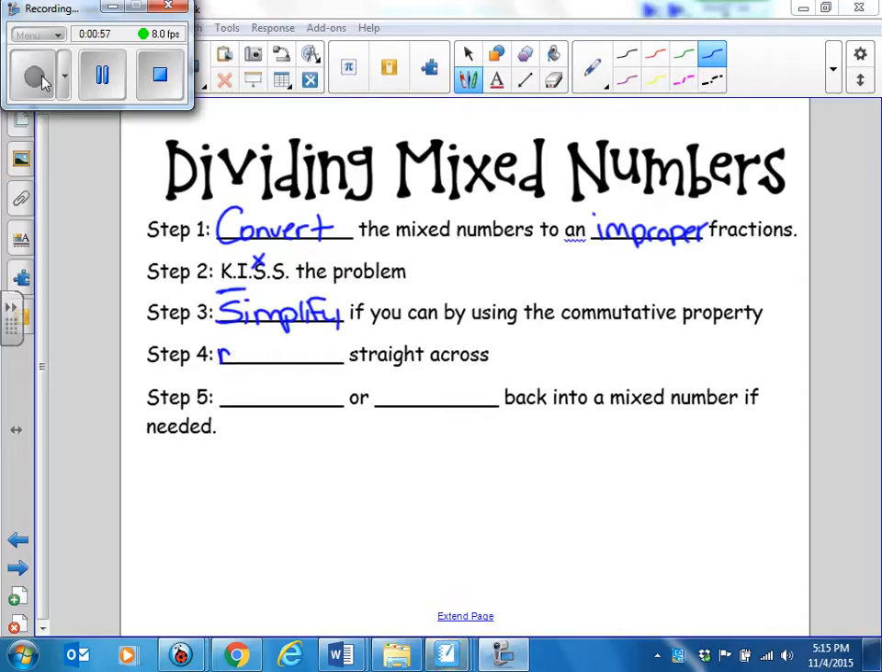We multiply straight across, and then we simplify or convert back into a mixed number if needed, or if we can. We can't always do that, but if we can, we must do it. Okay, this is a lot of steps, but hopefully we're adding steps little by little as we go through.